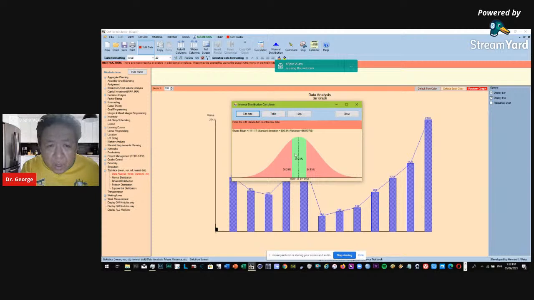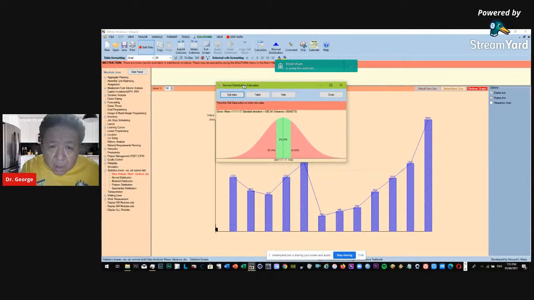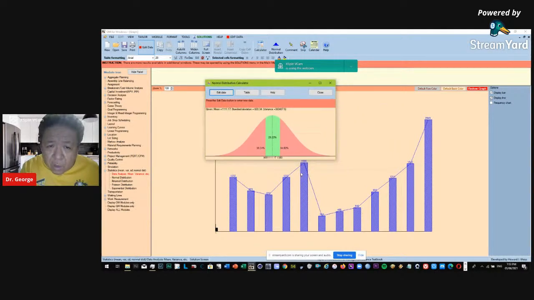So if you want to look at the values here, 900, we have 1,350. So 1, 2, 3, 4, 5. That's 5 out of 12. So you can just compare. 5 out of 12 is about 30 something percent.